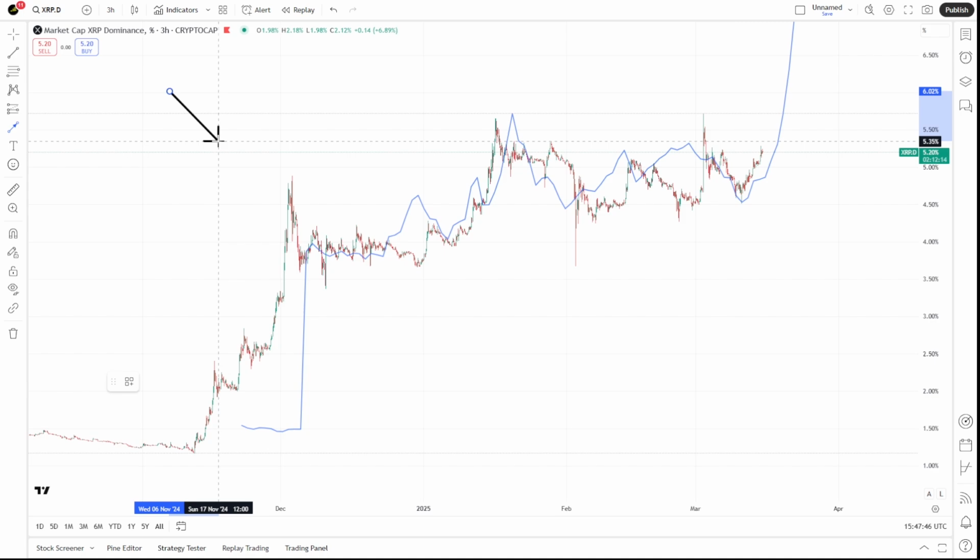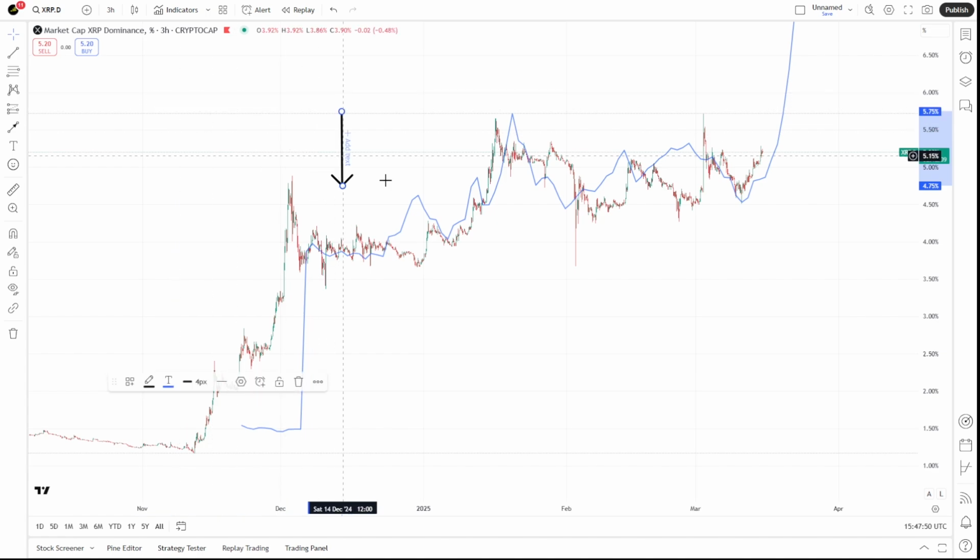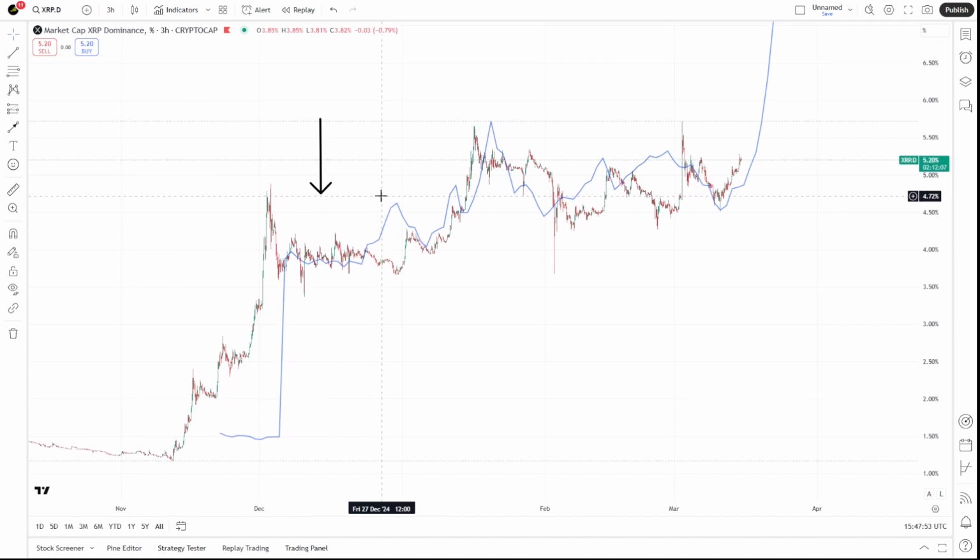Now, the way this is playing out is not an exact match, and we should expect some deviations here and there, or it's actually just deviations in timing, height, and depth.